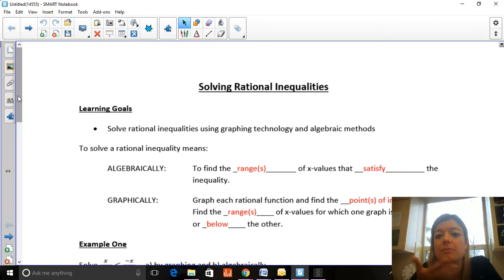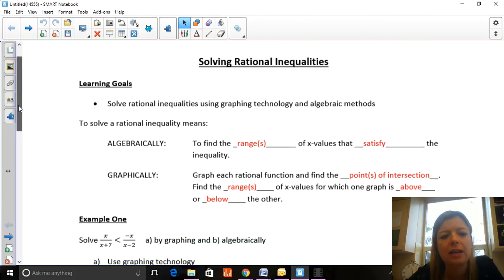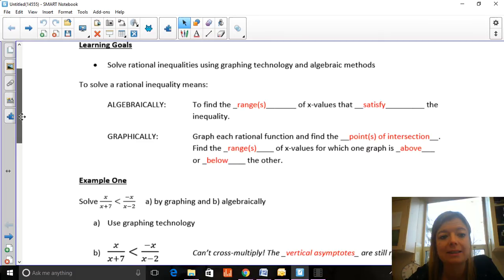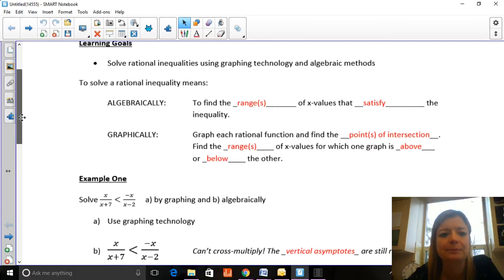You can't just cross multiply anymore. So you might want to put in big letters at the top of your page, cannot cross multiply. With solving rational equations, you can, but with inequalities, you cannot. So it adds an extra layer of difficulty. There's not a lot more analysis in this note than in the last.